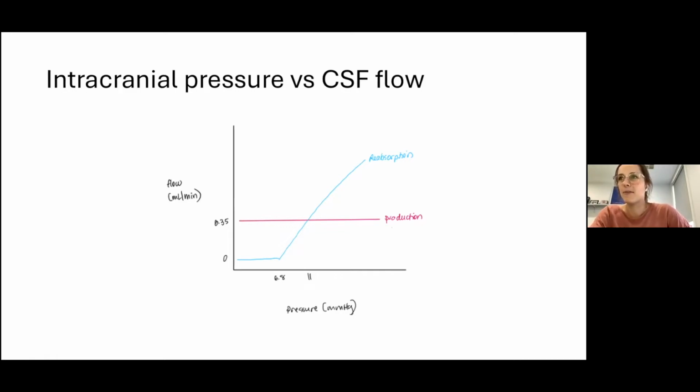So I usually try to remember, production's constant, that's at 0.35 mils per minute. And I find that easy to remember because our CMRO2 is like 3.5 mils per minute per 100 grams. So that 3 and the 5 sort of go together a lot with intracranial stuff. And then the point where it goes from 0 to starting being reabsorbed is about 7 millimeters of mercury, and then the crossover point's at 11.